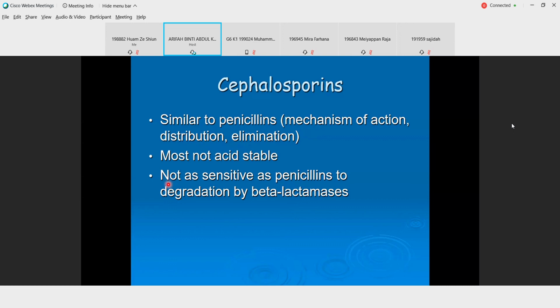They are not as sensitive as penicillins to degradation by beta-lactamase. As compared to penicillin, this is quite sensitive against many organisms. It can resist the development of resistance, provided we use it appropriately according to the dosage. Not underdose or whatever. We can use this for a long time.